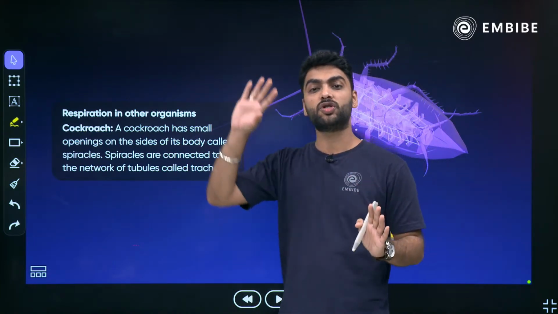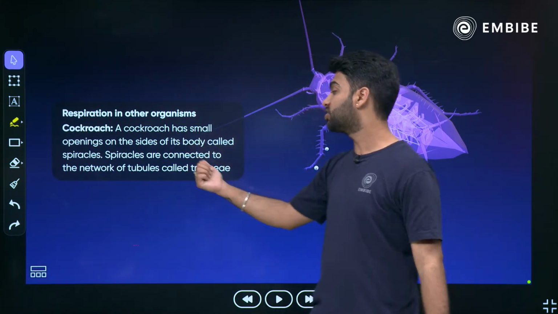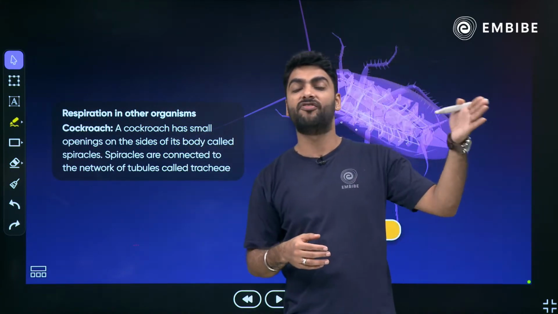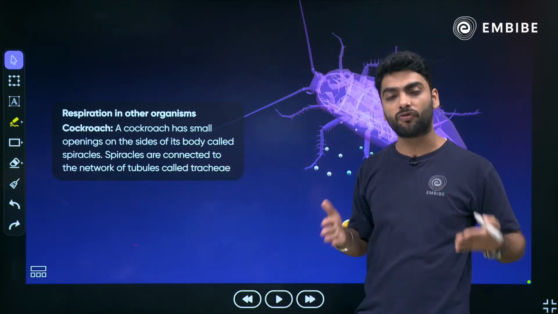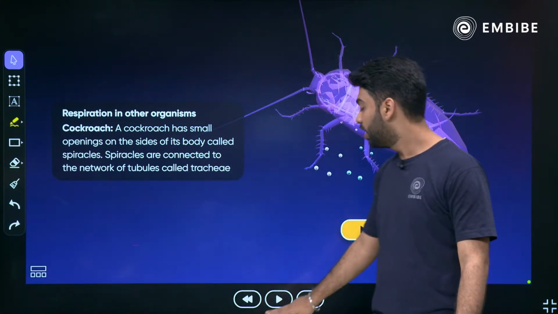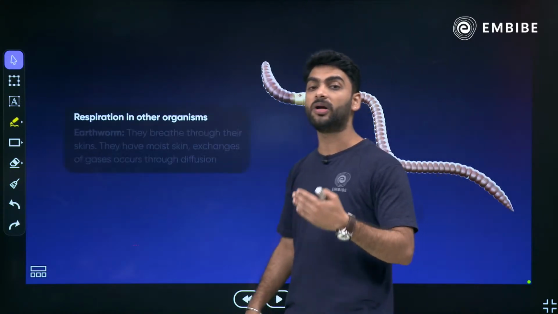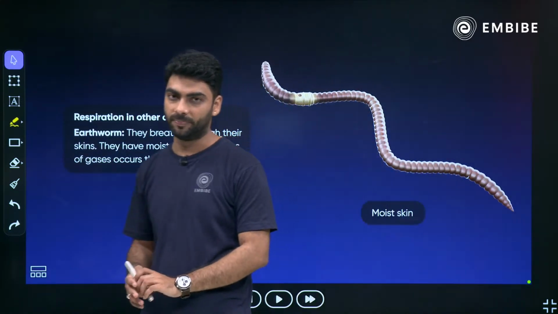Now don't get confused between trachea and tracheae. Trachea is the windpipe of humans. Tracheae are the network of tubules in insects. Talking about insects, we talk about another organism called the earthworm.